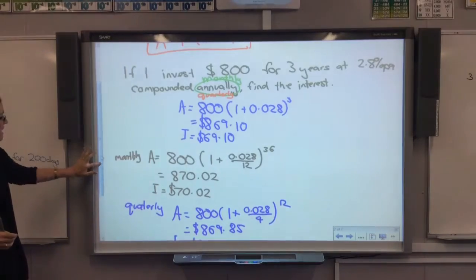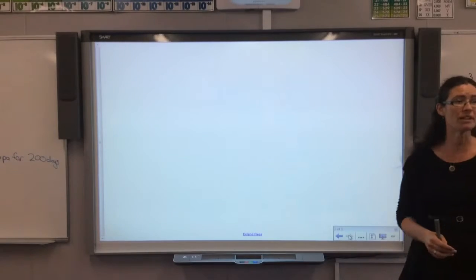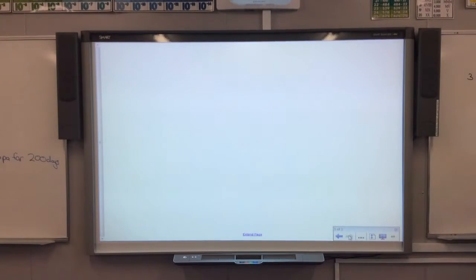Okay, the only other thing they can do with compound interest, just like with simple interest, is we can solve an equation to find something else. So for example, they might tell me the total value at the end, but I've got to work out how much was invested.